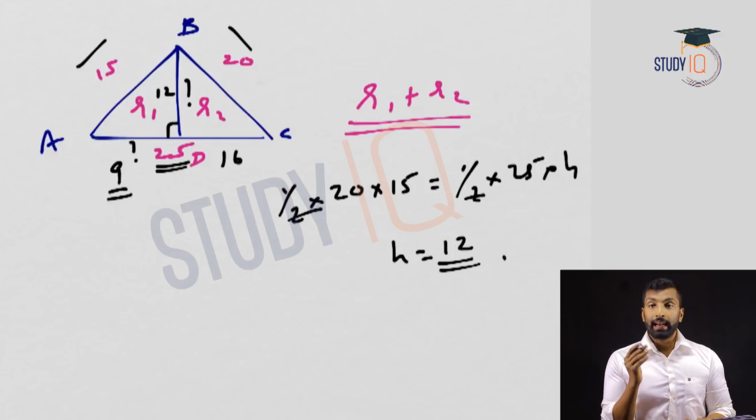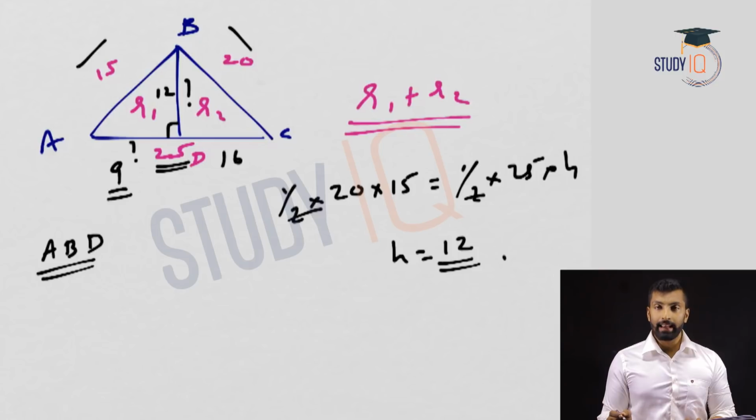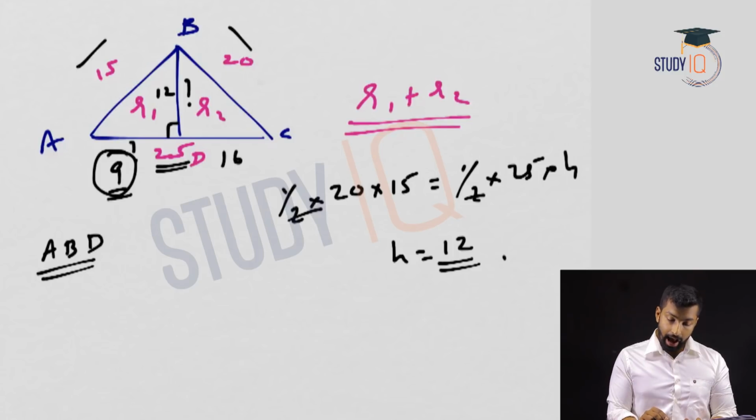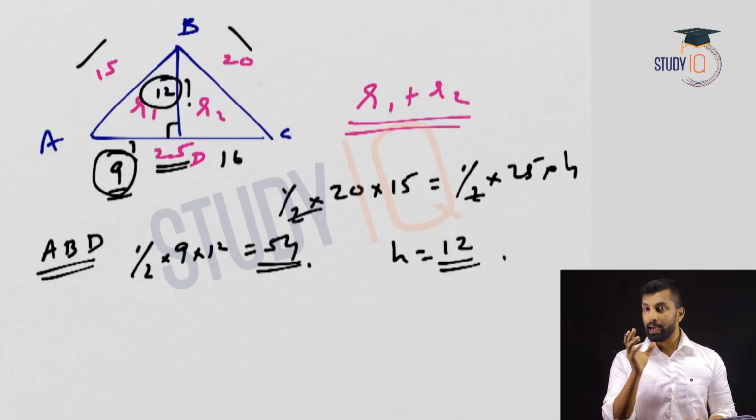Now how can you find the inradius of the first one? See, R1 is what we need to find out. So let's take the triangle alone, okay? So ABD triangle, if you take, what is the area of that? Area is actually half into b into h. So 9 is the base and 12 is the height. So half into 9 into 12, which is equal to 54. So area is 54 by using half bh.